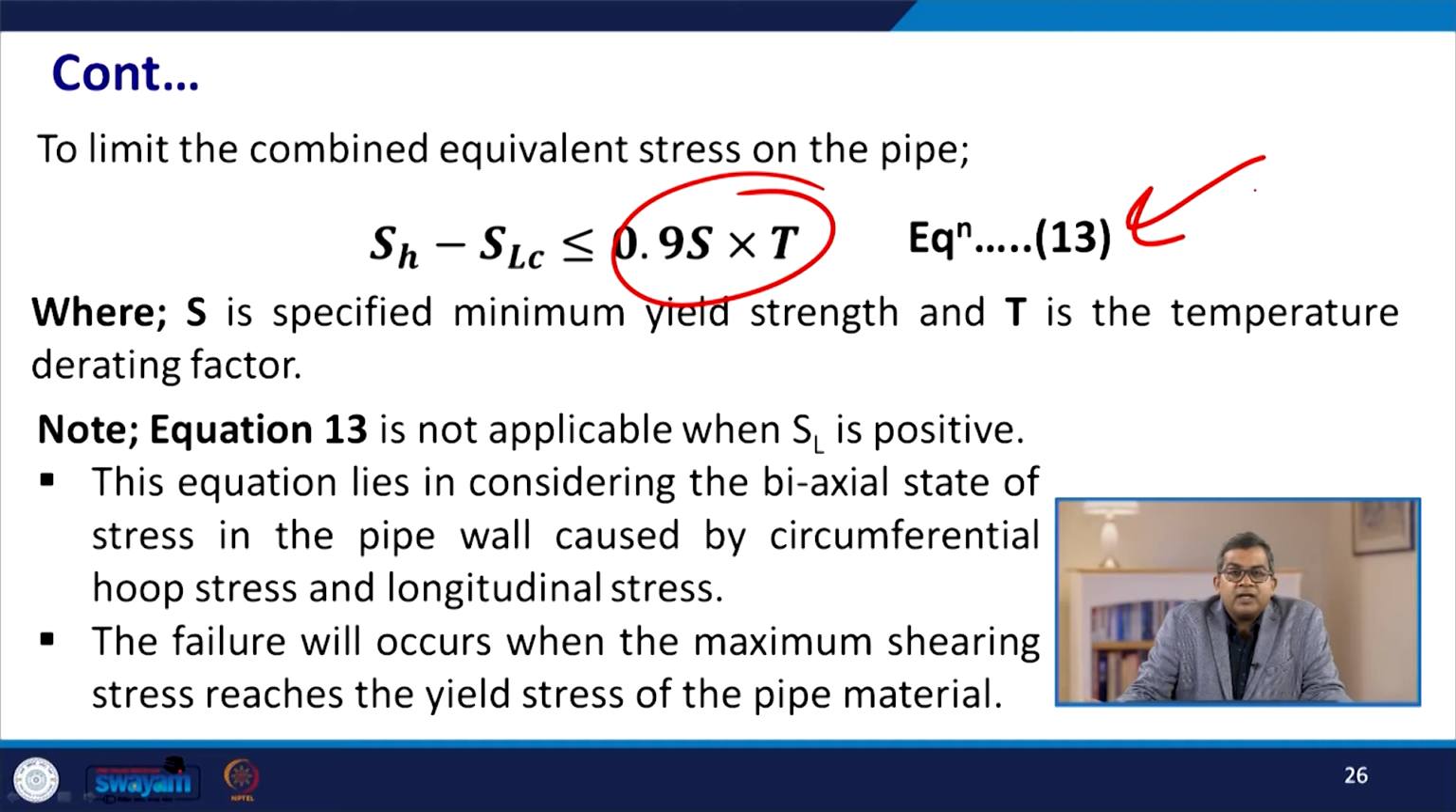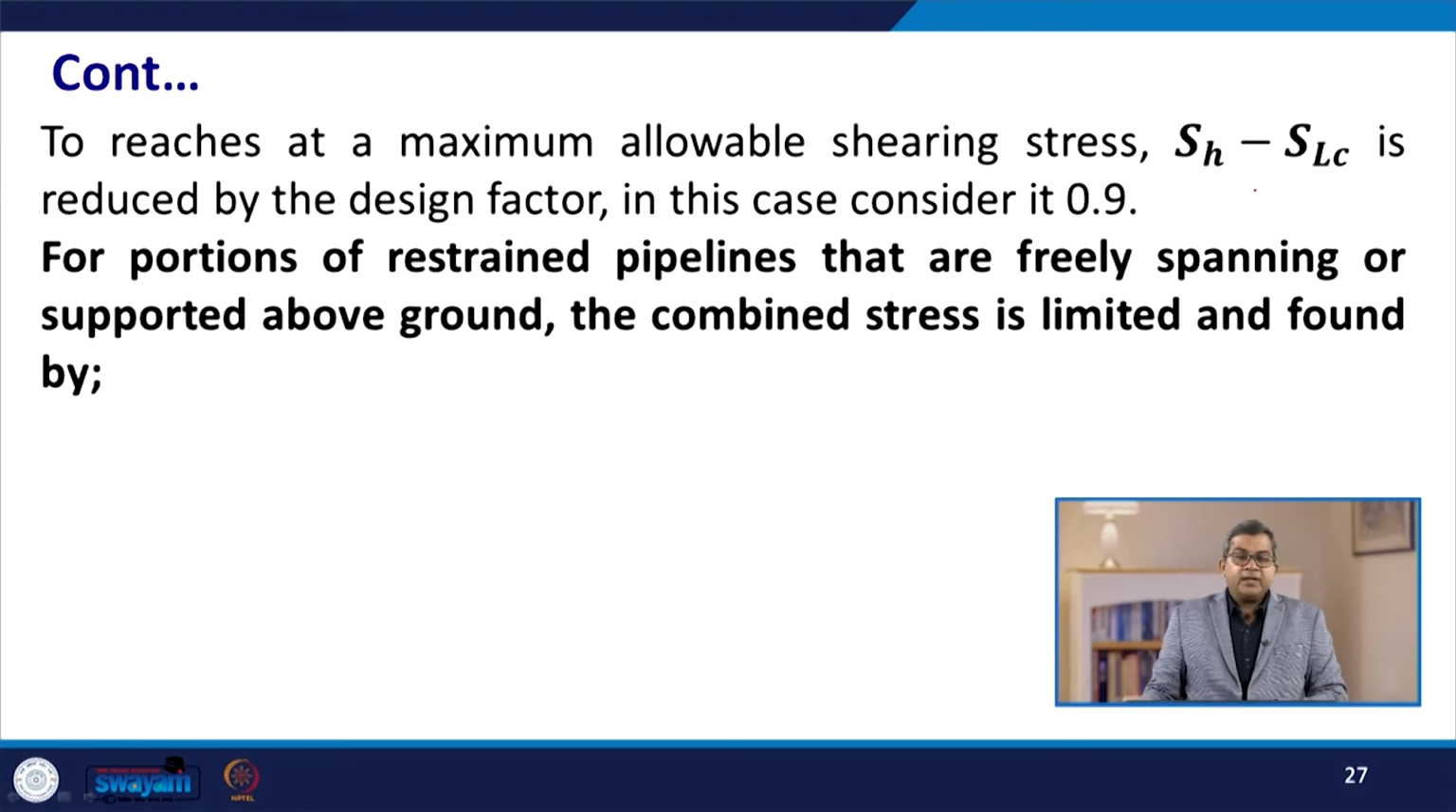Now, this equation lies in considering the biaxial state of stress in the pipe wall caused by the circumferential hoop stress and longitudinal stress. The failure will occur when the maximum shearing stress reaches the yield stress of the pipe material. Now, to reach a maximum allowable shearing stress, SH minus SLC is reduced by the design factor, and in this case it is 0.9.